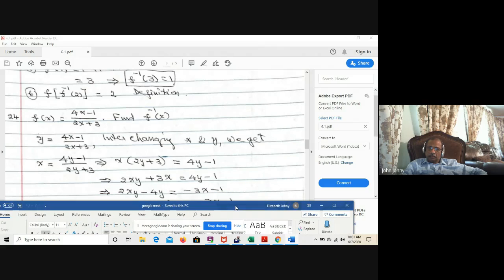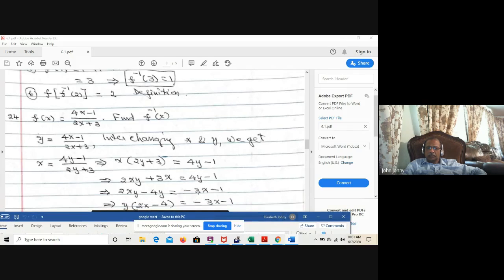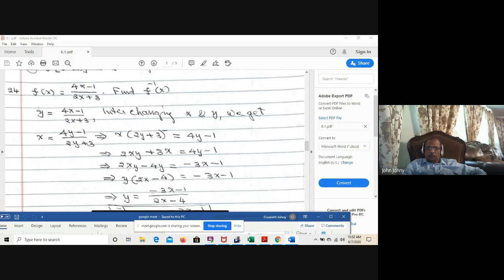And that implies 2xy minus 4y. That is, you are subtracting a 4y and subtracting a 3x on both sides. So 2xy minus 4y is equal to minus 3x minus 1. I did not show that subtraction here, assuming that you guys know it. Now factor out y from the left side. y times (2x minus 4) is equal to negative 3x minus 1.